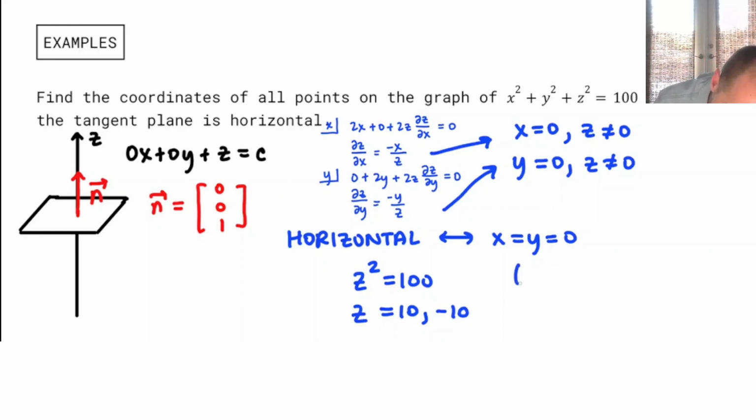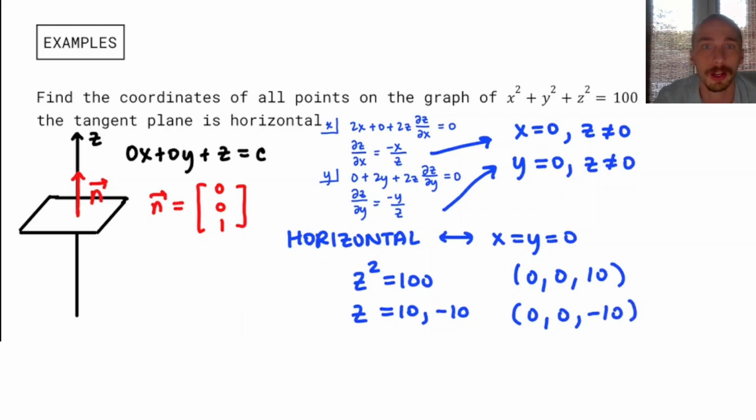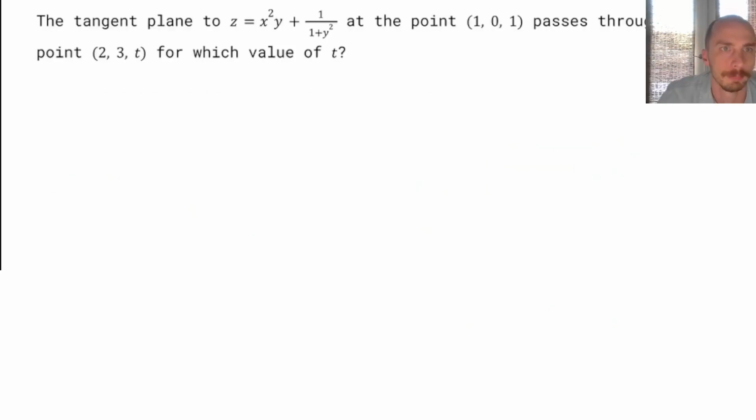Okay, so I can just kind of report those values, (0, 0, 10). Coordinates of all points, (0, 0, negative 10). All points, that's going to include the negative 10 too. So there you go.